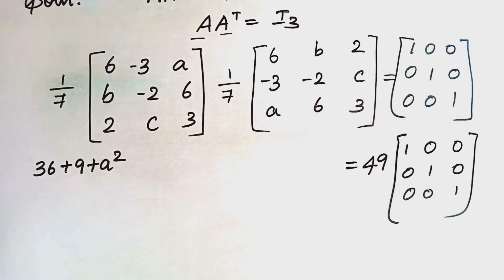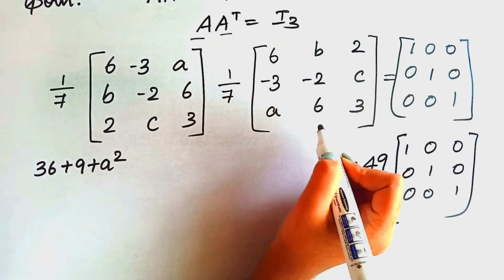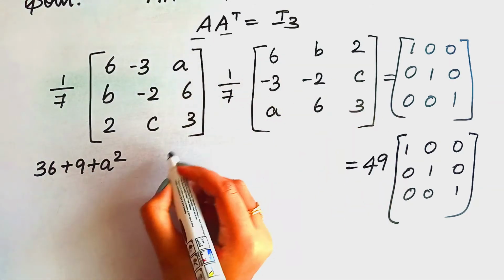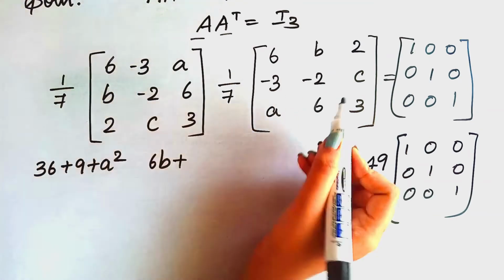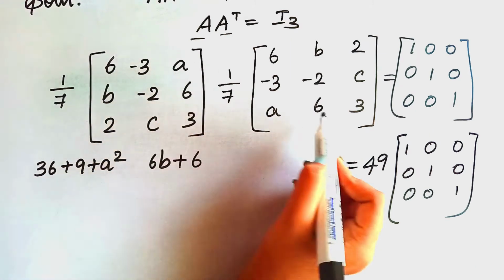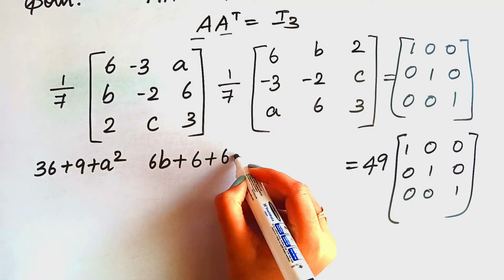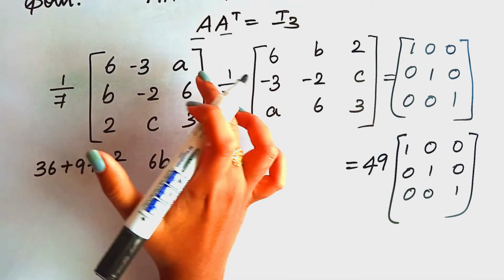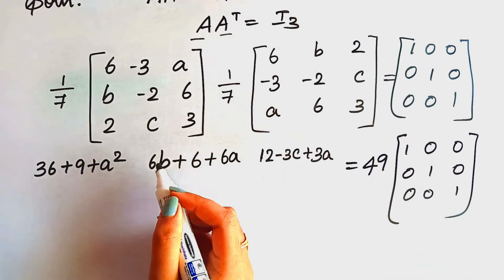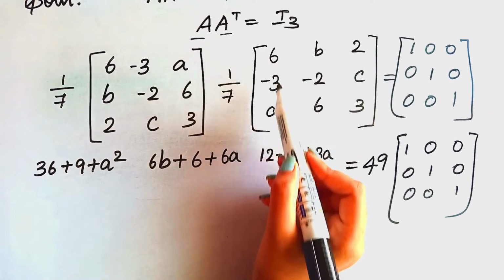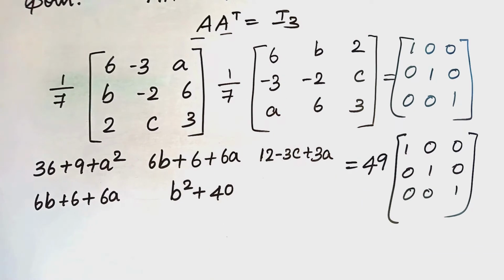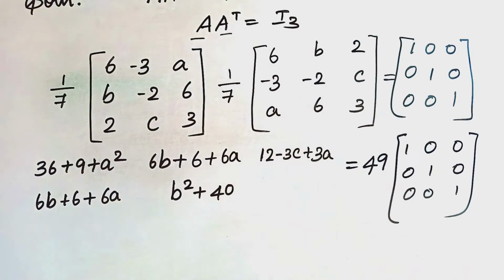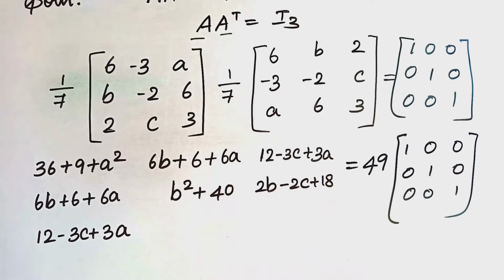And then for second row and the second column, for 6 into B, we'll get an answer 6B here, and then minus into minus, we'll get an answer plus, and 3 into 2, we'll get 6, and A into 6, we'll get 6A, right? So similarly for first row and third column, and for the second row and first column, then for second row and the second column, second row and the third column, third row first column, and similarly for the rest of the terms.